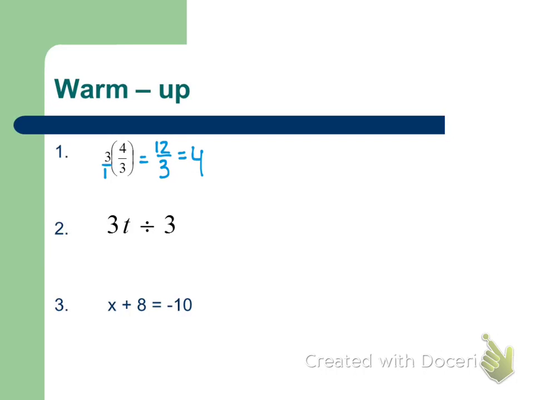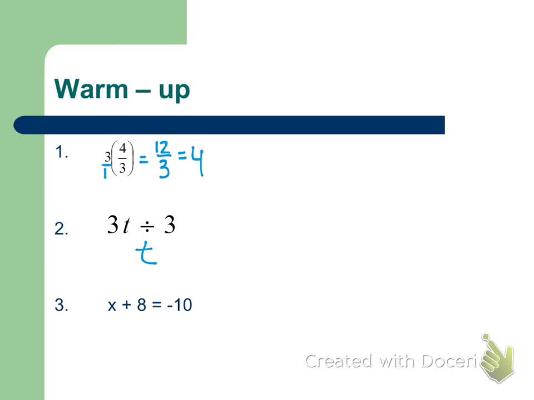Number 2, again, there is not an equals sign, so all we're doing is simplifying. 3t divided by 3. Shannon, what did you get? 1t. 1t, very good. Can we just write t? Yes, instead of writing 1t, you can just write a t.